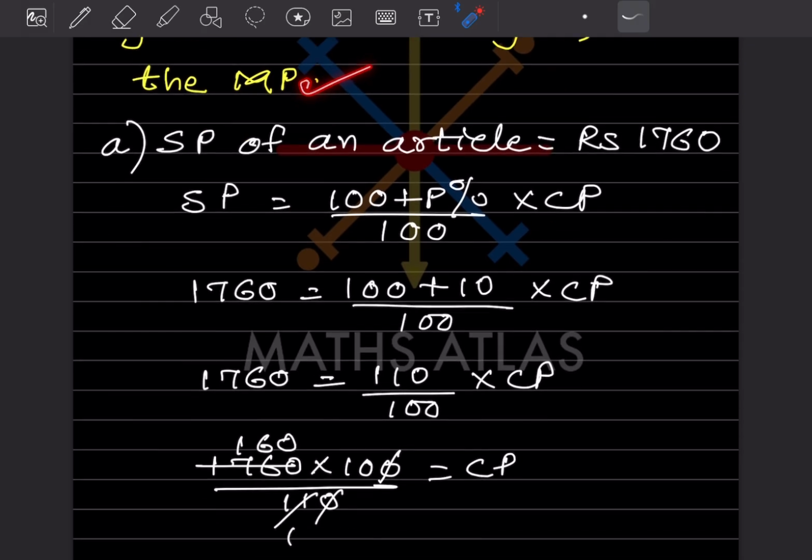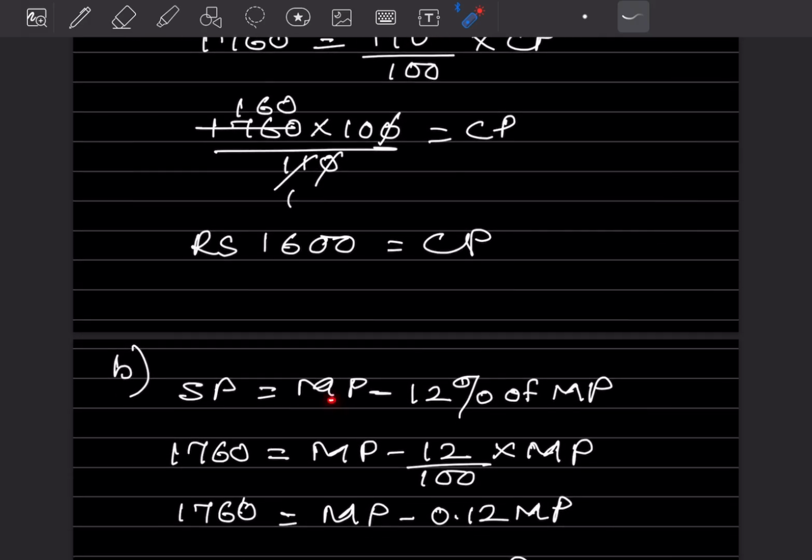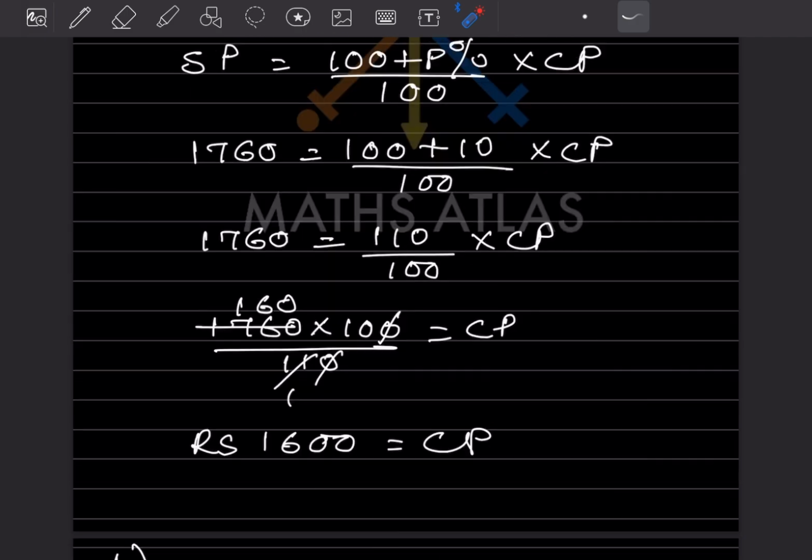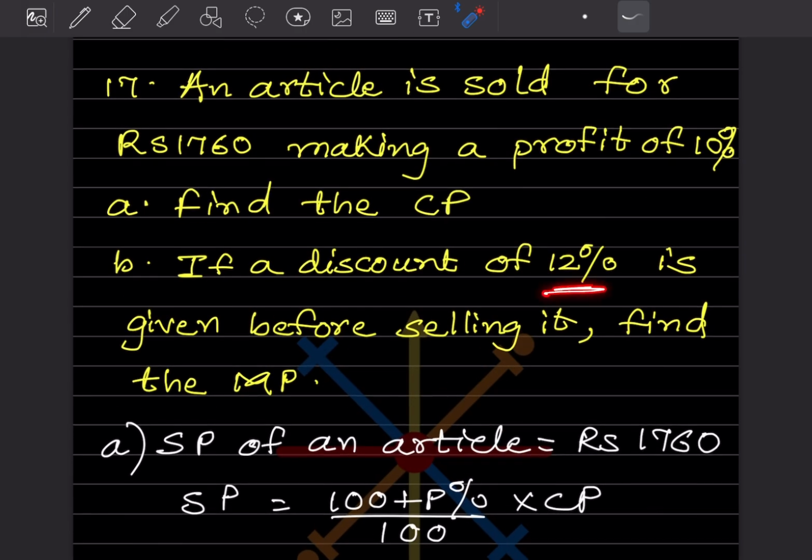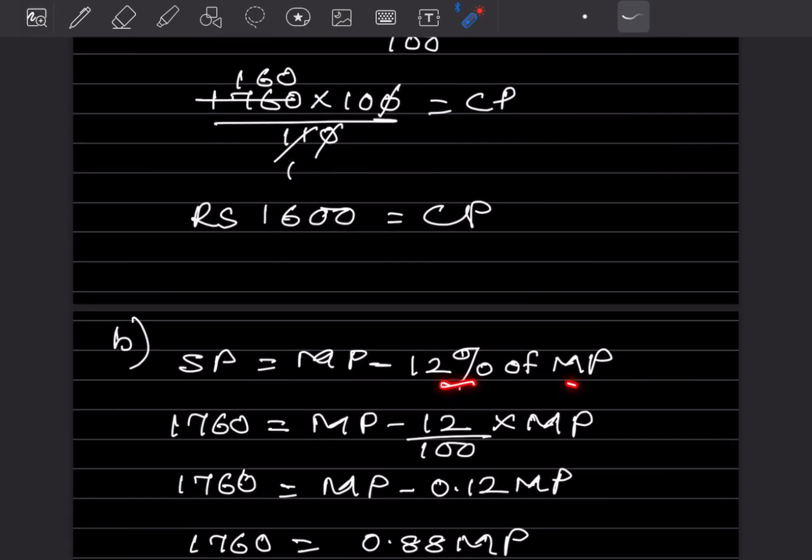Now you have to find the mark price. So we'll use this formula. We know the selling price. So selling price is mark price minus the 12% of the mark price. So selling price is 1760. We don't know the mark price. So the 12%, this is given as the discount of 12%. So 12% of the mark price.